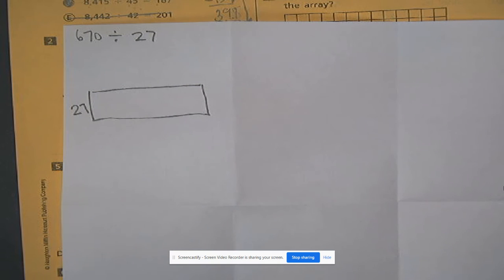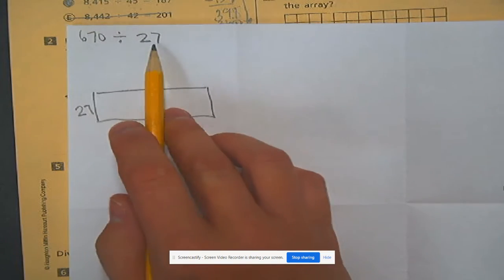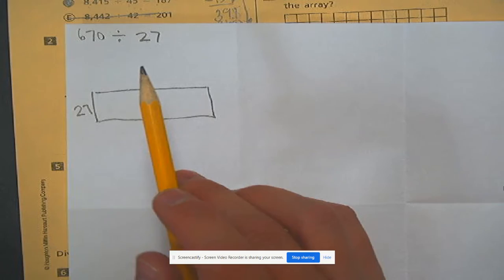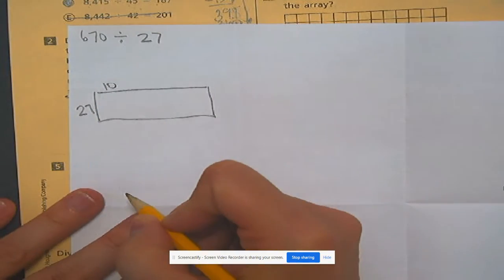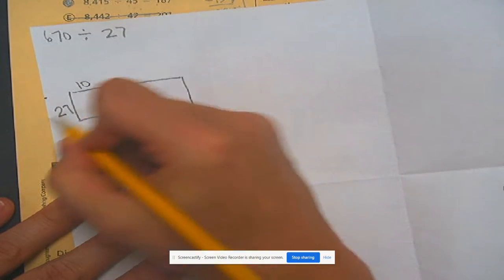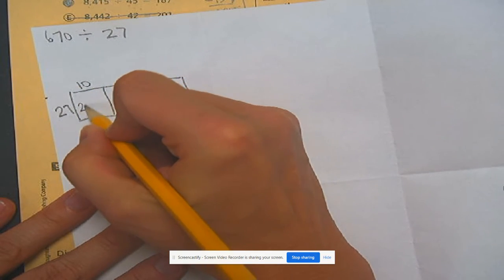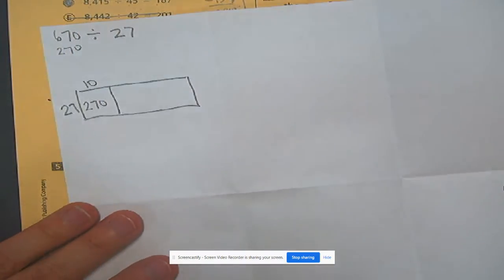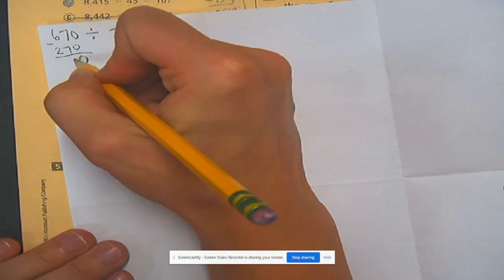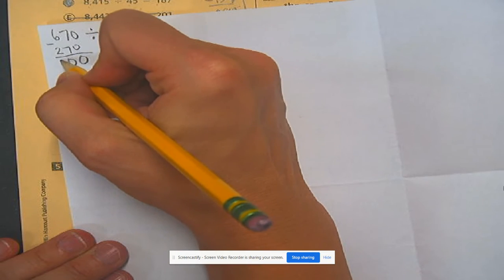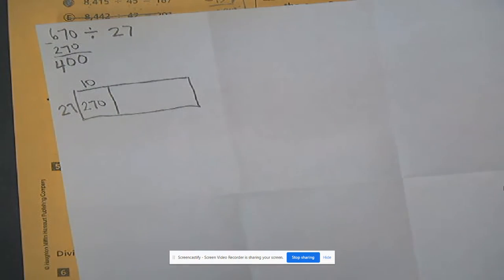27. How many groups of 27 can I take out? This is kind of the same, but we're just doing it in a different way. How many groups of 27? Well, let's start easy. What's the easiest one to do? 10, right? So 10 times 27 is? So what do I do with that 270? Yep, subtract it out of 670. 0 minus 0 is? 7 minus 7? 6 minus 2. So now we have 400 left.